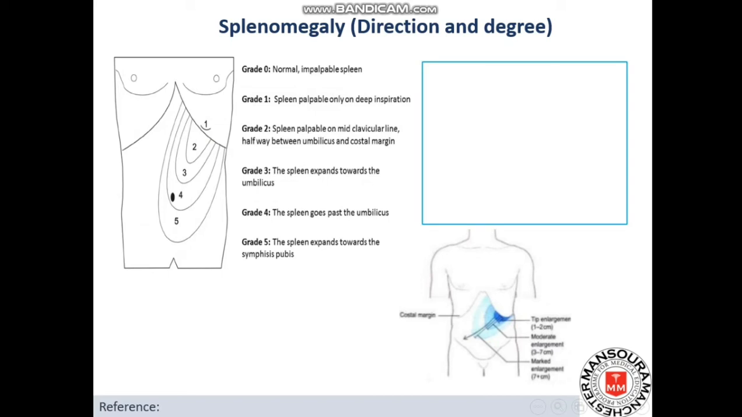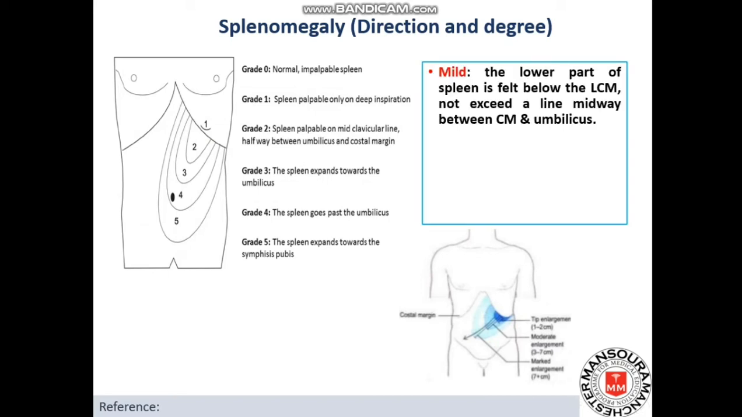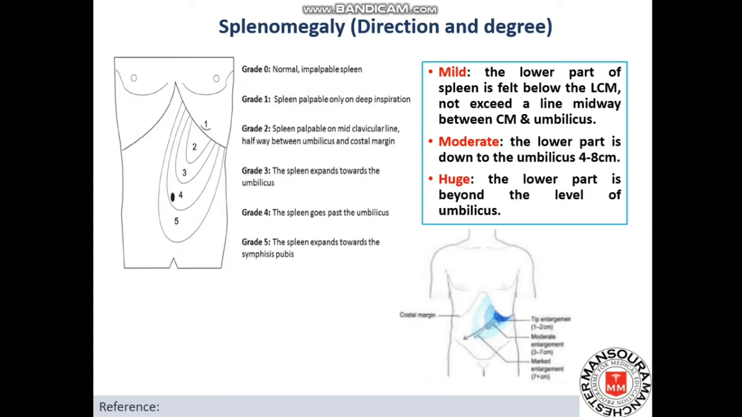This shows mild, moderate, and huge spleen. The grades are concluded into mild, moderate, and huge. Mild: the lower part of the spleen is felt below the lower costal margin, not exceeding midway between the costal margin and the umbilicus. Moderate: the lower part is down to the umbilicus, 4 to 8 centimeters. Huge: the lower part is beyond the level of the umbilicus, as also shown in the diagram.